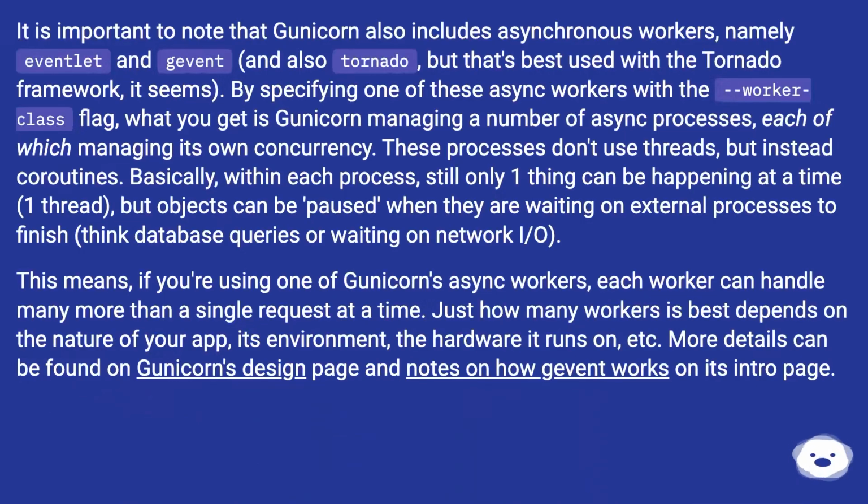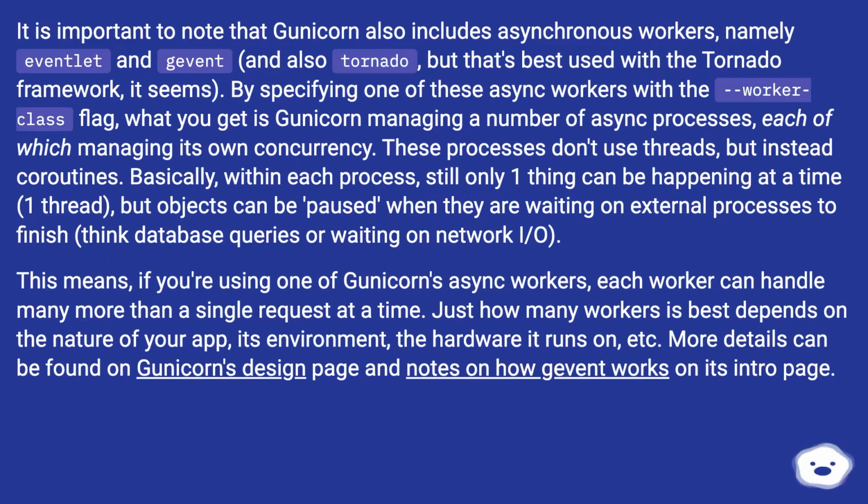It is important to note that gunicorn also includes asynchronous workers, namely eventlet and gevent, and also tornado, but that's best used with the tornado framework, it seems. By specifying one of these async workers with a worker class flag, what you get is gunicorn managing a number of async processes, each of which manages its own concurrency. These processes don't use threads, but instead coroutines. Basically, within each process, still only one thing can be happening at a time, one thread, but objects can be paused when they are waiting on external processes to finish, think database queries or waiting on network I/O.